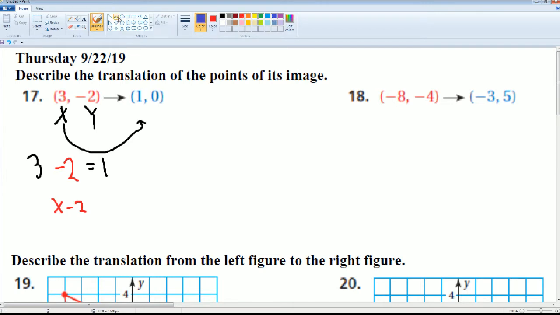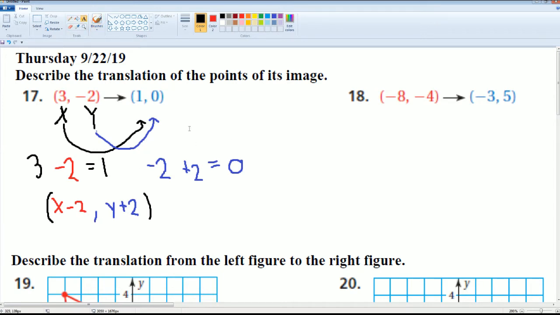What about the y? Here's the y. It starts from -2, it went to 0. So, again, it started at -2, then it became the number 0. What happened to it? How do you go from -2 to 0? You add 2. So the y added 2. Put this in your parentheses, and now it should look like your general equation for a translation.